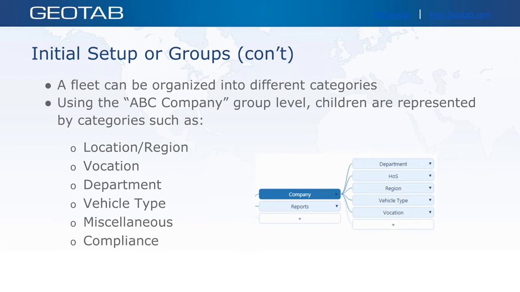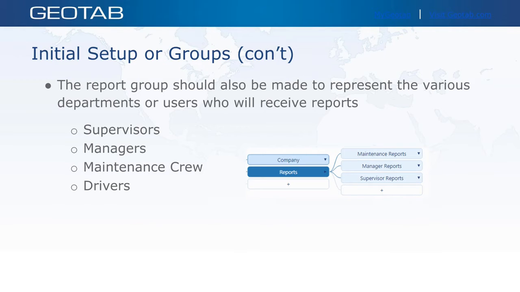So the report group should also be made to represent those various departments or users. So for instance, you could have a report group, and underneath that you could have subgroups. So you've got your supervisors, your managers, your maintenance people, your drivers as well. So really what this means is, let's say I have a report that I want to send to just the supervisors in the database, and I can set my report viewers to the supervisor group, and then all the users that have that group will actually receive that report. That's just a little high level, but I'll explain that in a second.